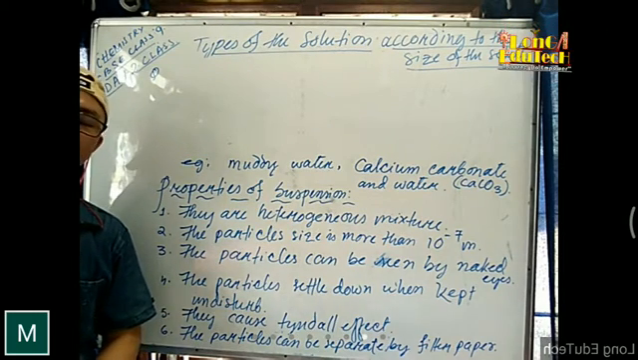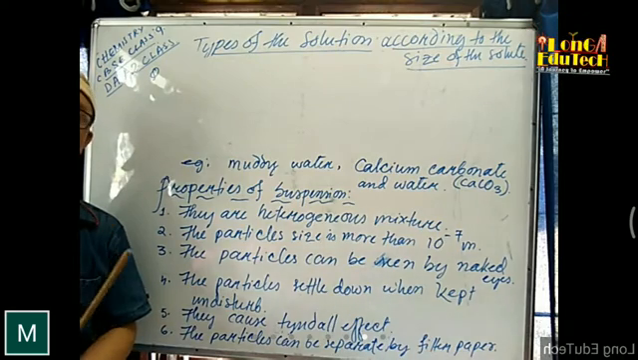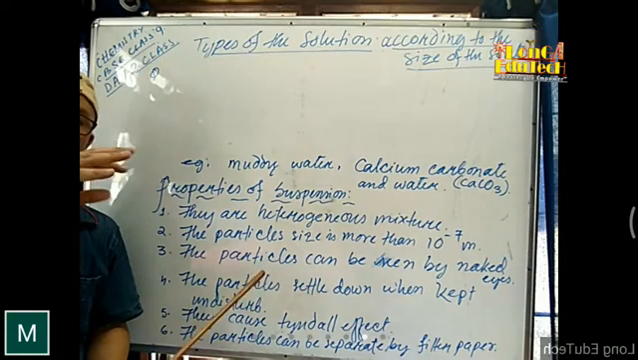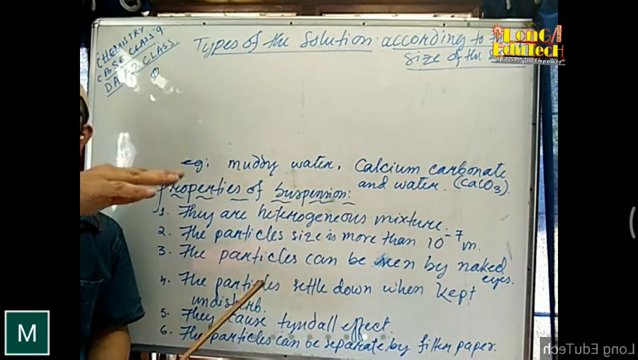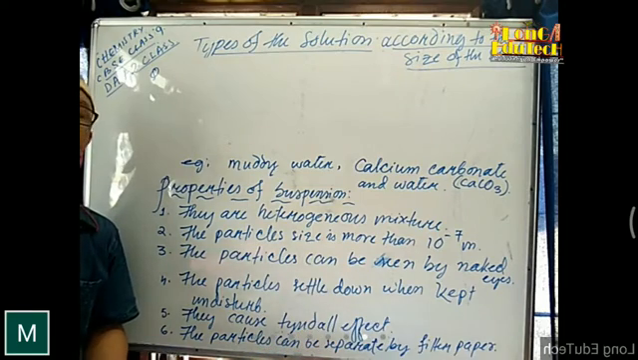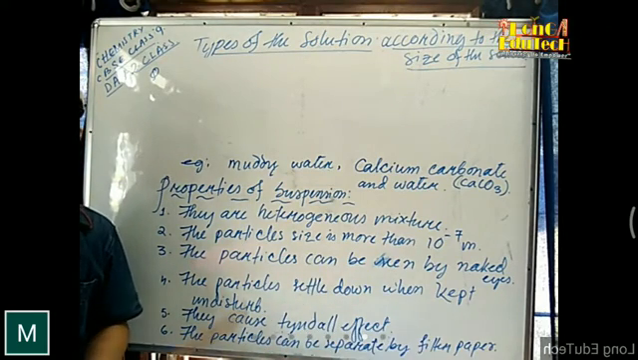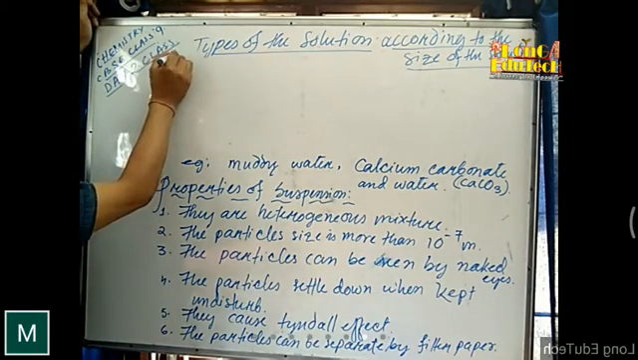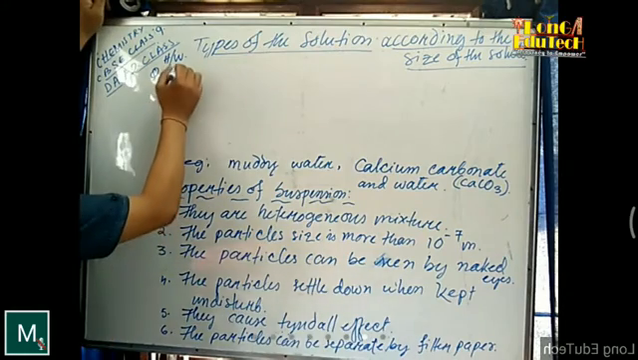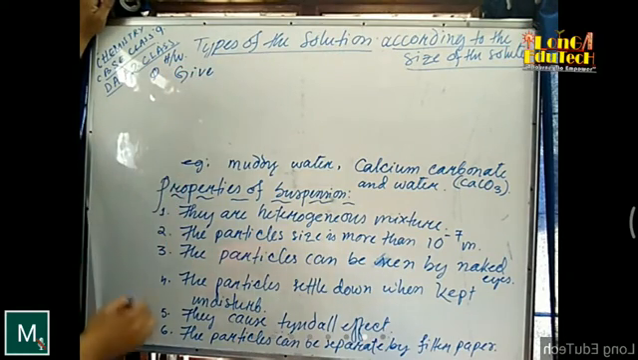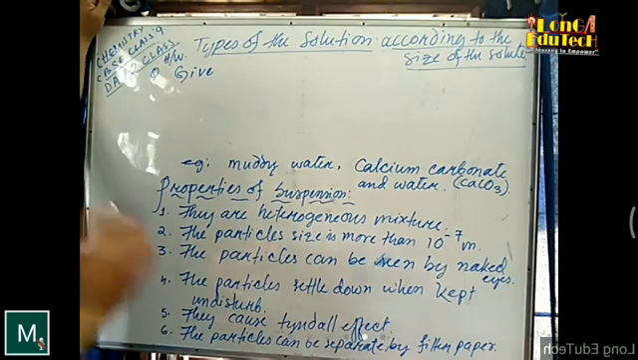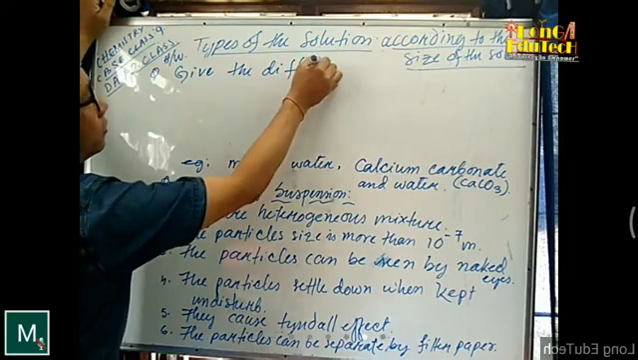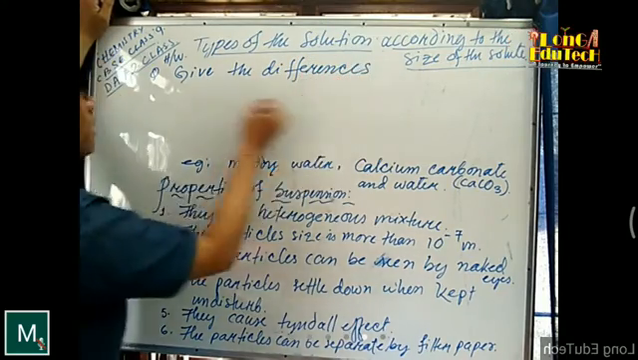So particles are unstable means that they are moving here and there when we mix. But if we keep for some more time, then they will settle down, and we will find them in the bottom of the beaker, or the place where they are kept. So this is the home task. Homework means you have to write down in your copy, and afterwards give the space. Give the difference between, or give the differences between.